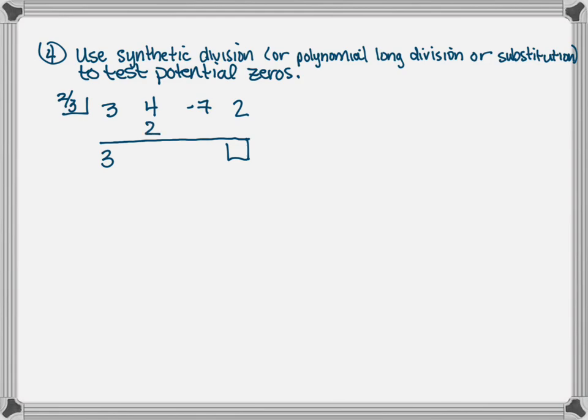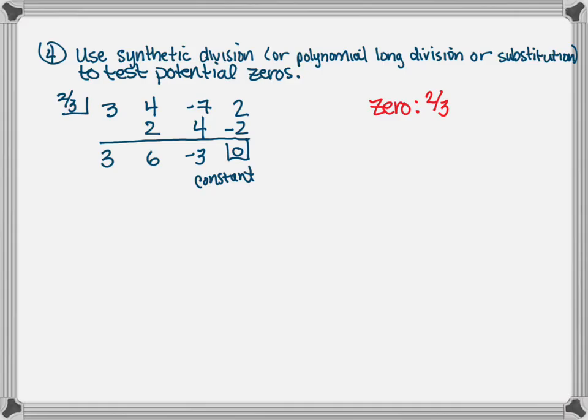2/3 times 3 is 2, and then 4 plus 2 is 6. 2/3 times 6 is 4. Negative 7 plus 4 is negative 3. 2/3 times negative 3 is negative 2. And then 2 plus negative 2 gives us our 0. So 2/3 is a 0. So we found our first 0, 2/3.